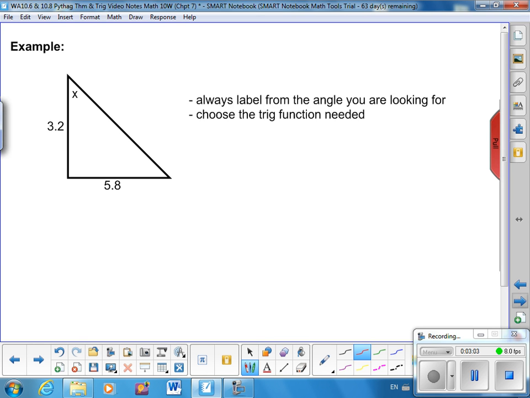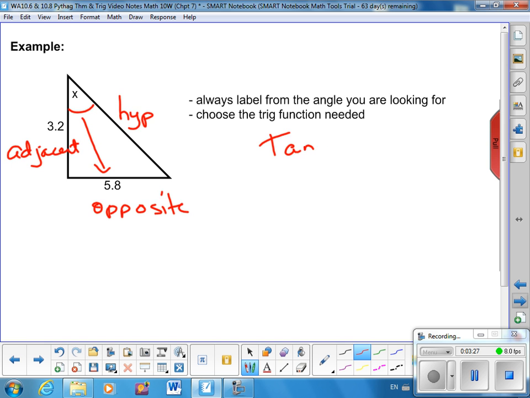Okay, so when you get a question that asks you to solve for an unknown, label your triangle. So we know this is the hypotenuse. Look from the angle that you are working with. This will be the opposite, and this will be the adjacent. So the two sides we have to work with in this triangle are opposite and adjacent. We know then that we're going to use tan, because tan is opposite over adjacent.